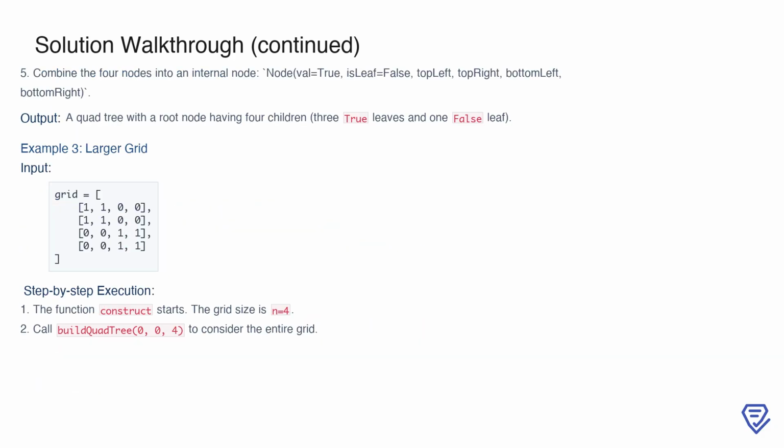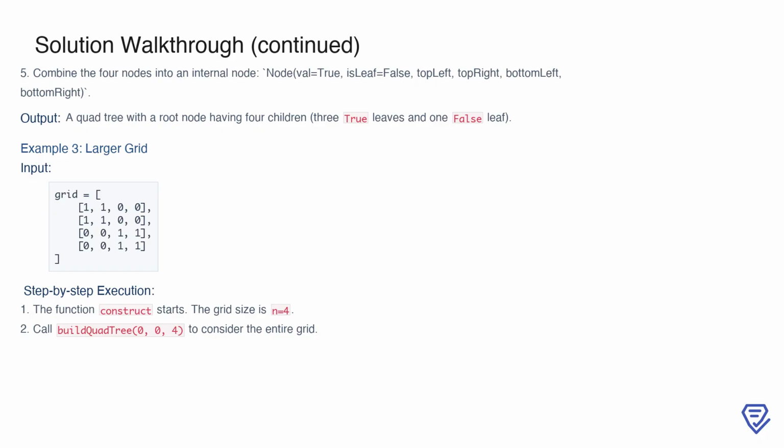After creating the 4 leaf nodes for the quadrants, we combine them into a single internal node to represent the entire grid. This internal node has val equals true to reflect that the majority of the grid contains 1, and isLeaf equals false because it is not a uniform grid. The internal node has 4 children: the top left, top right, and bottom left nodes, which all have val equals true, and the bottom right node, which has val equals false. This internal node becomes the root of the quad tree.